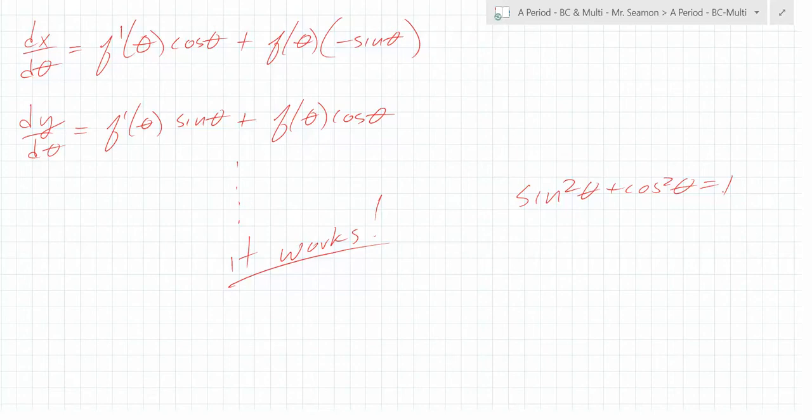A lot of sine cosines are good. When you see sine times cosine and you have to integrate, you hope that they cancel out. And a lot of them do. Just be careful.